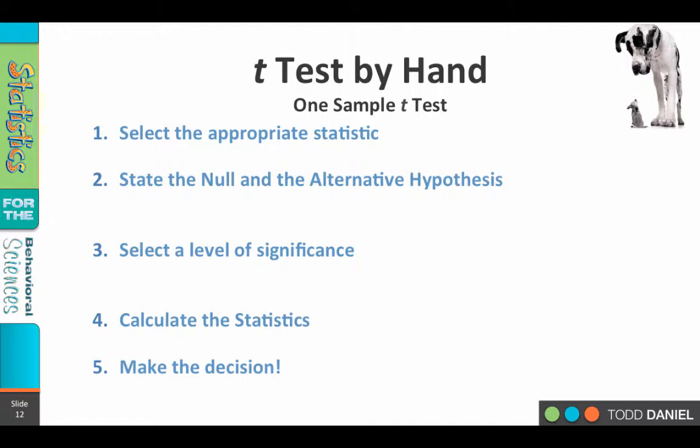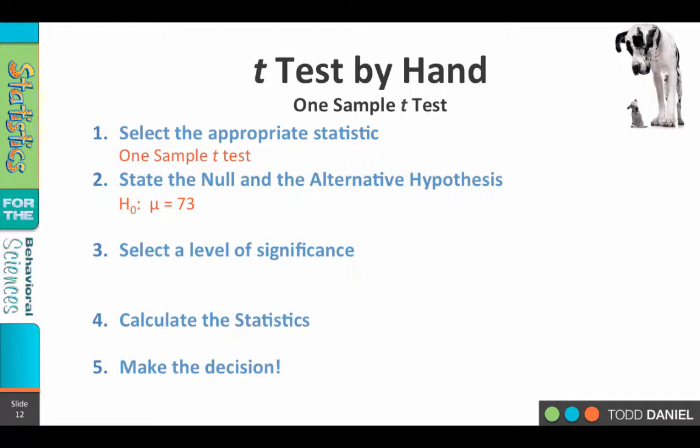The first, select the appropriate statistic. Well, we are comparing a sample mean to a population mean where we do not know the population standard deviation, and in that case we always use a one-sample t-test. Our null and alternative hypotheses, step 2. The null hypothesis is going to be H sub 0: mu equals 73, or men are drawn from a population with a mean of 73. Same as the women, no difference.